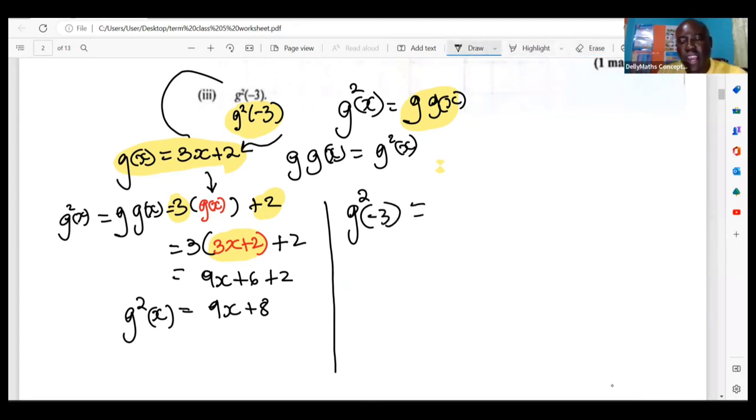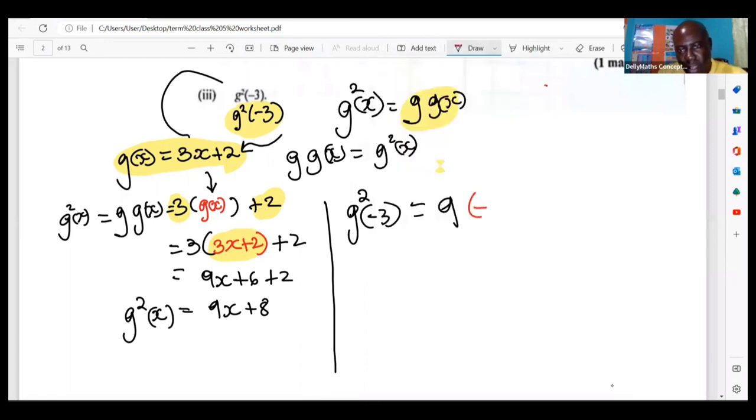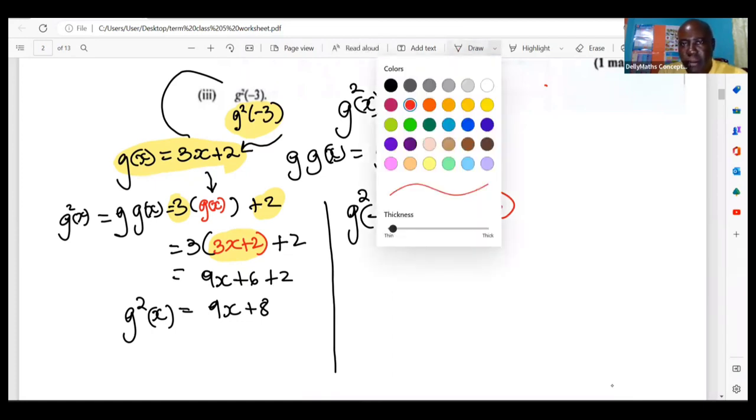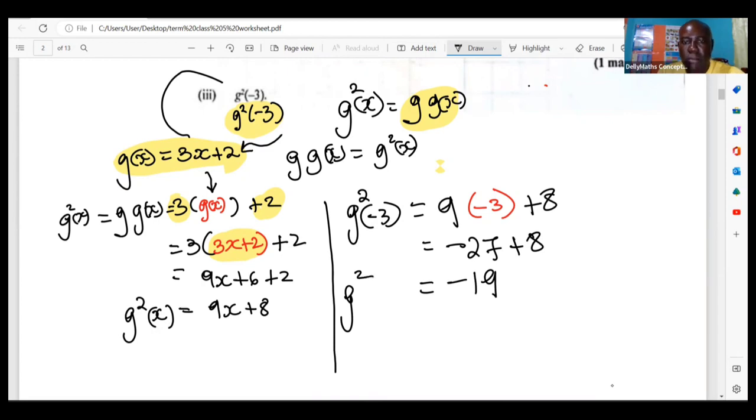Which means all you're going to do is to put -3 in the g function. And there's only one place you can put it, where the x is. Hence, 9x becomes 9 times -3, which is -27. And you're adding 8, and I think you're going to get -19. So the square of g of -3 is -19.